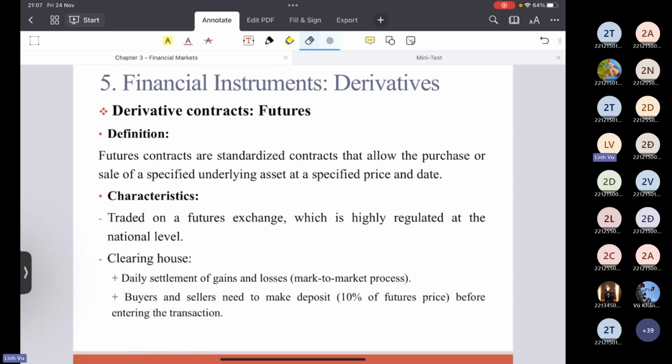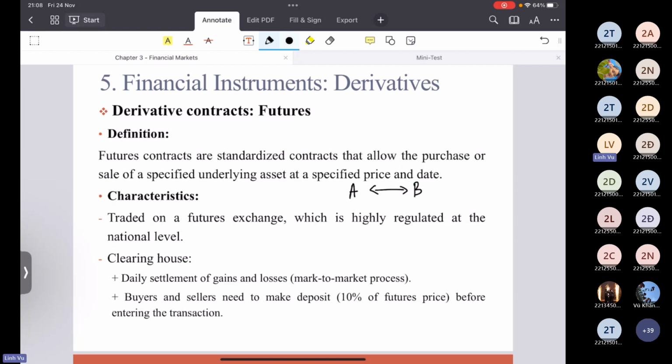And one difference between the futures and the forward contract is that for a futures contract, we have a clearing house. Okay, so what is a clearing house in this case? If you look at the forward contract, party A and party B will make a transaction directly with each other. These two parties will meet each other and have a direct transaction.